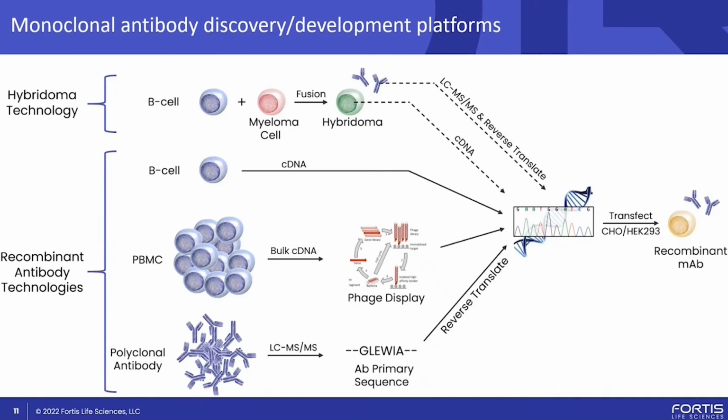And then there's a newer technology, which I like to think of as a reverse recombinant approach, which actually enables us to sequence the protein in an antibody preparation, either polyclonal or monoclonal, reverse translate from that protein sequence to a DNA sequence, and then transfect again into recombinant form.